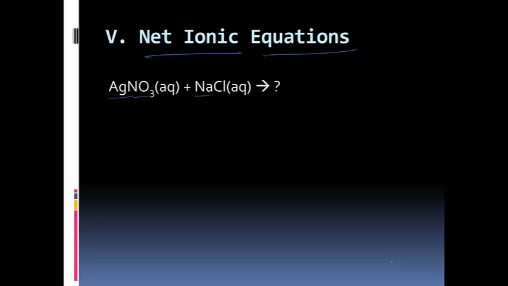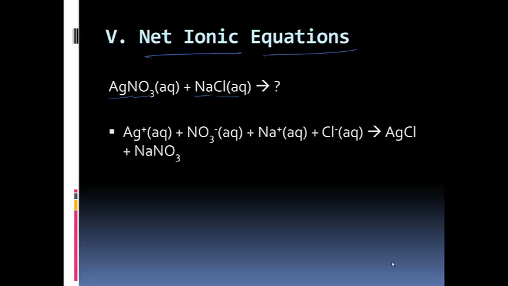AgNO3, NaCl. What happens? You know you have to break it up into ions. So AgNO3 breaks up into Ag plus, NO3 minus, and NaCl gives you Na plus, Cl minus. Possible products, AgCl, NaNO3. Now, is one of these a precipitate? Go check the chart. Stop the video, come back.